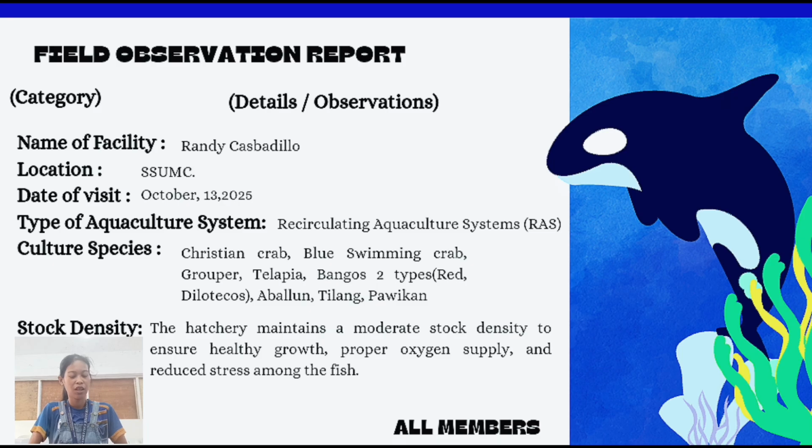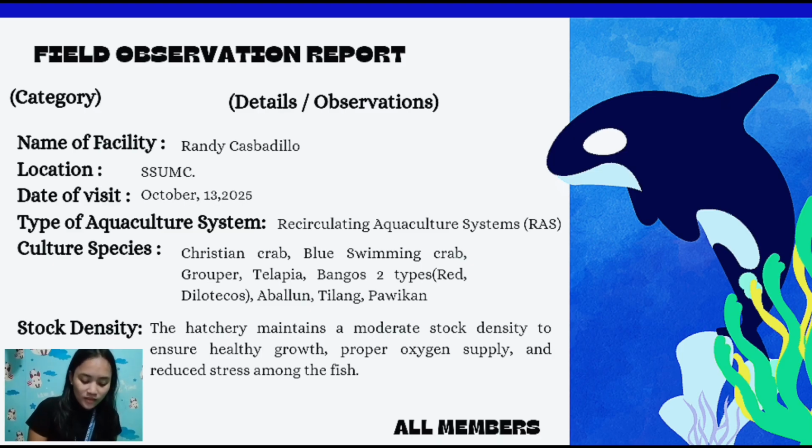Culture species. We observed several culture species such as Christian crab, blue swimming crab, grouper, tilapia, bangus, red angelicatus, abalone, tilangan, and even pawikan. Each species is carefully monitored to ensure proper growth and survival. Density. The hatchery maintains a moderate stock density to provide enough space and oxygen for the fish. This helps reduce stress, prevent diseases, and promote healthy growth.